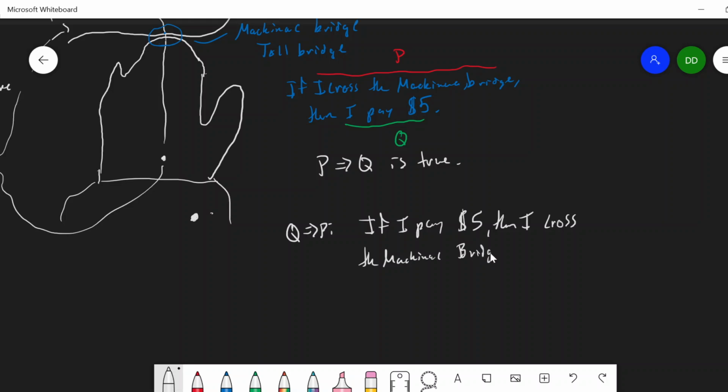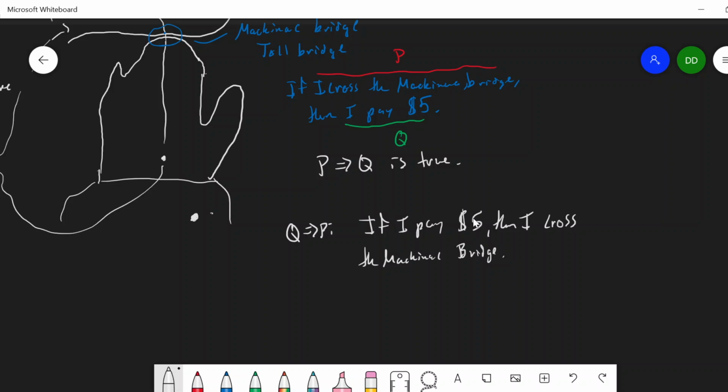Right? So a good way to think about implications is cause and effect. If I do cross the Mackinac Bridge, then because of that, I have to pay $5. Cause, effect. Q implies P. Q would be my cause and P would be my effect, and I'd have to think about, is that true here? So if I pay $5, does it necessarily mean that I cross the Mackinac Bridge?